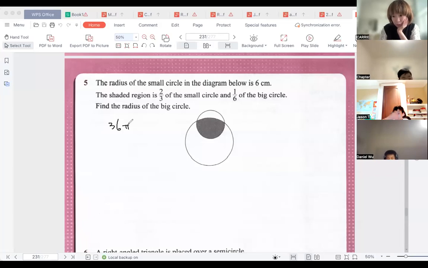Chapter, did you get the same answer? Yeah. Okay, good job. Daniel, did you get the same answer? Yes. How did you get the 24? Daniel? How did you get the 24? Tell me. Daniel? We're waiting for your answer. Because I don't know how to do it. You tell me.